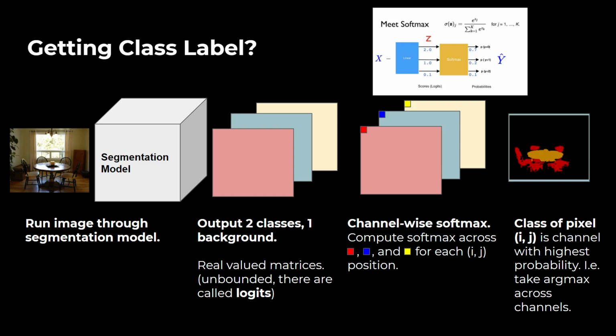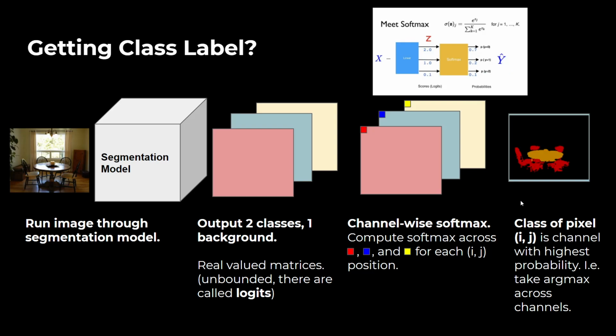What I mean by channel-wise softmax is for each pixel position, we call it ij, in this case between the red pixel, the blue pixel, and the yellow pixel, you're going to impute a softmax function. The softmax function formula is shown above right here if you're not familiar with it. Basically what this does is it turns any sort of unbounded values into a probability distribution, which is exactly what you want.